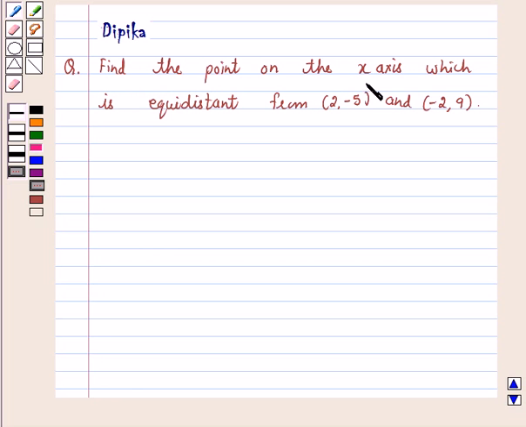Let's discuss a question. Find the point on the x-axis which is equidistant from (2, -5) and (-2, 9). So let's start the solution. Let A (2, -5) and B (-2, 9) be the given points.